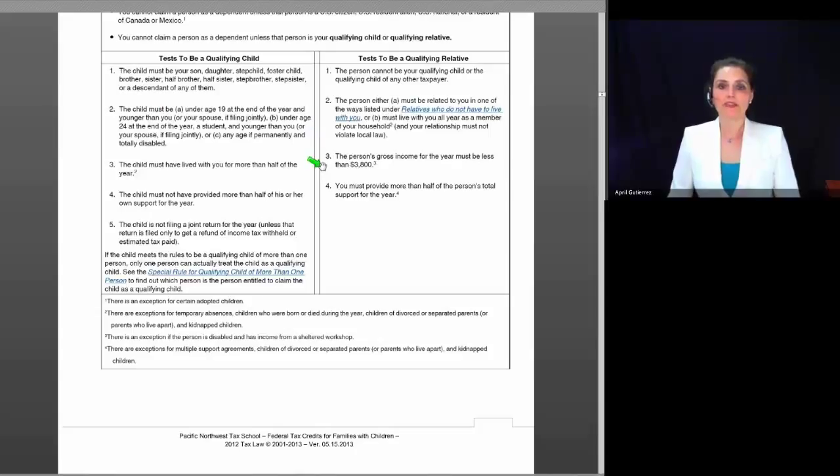And then the person's gross income for the year must be less than $3,800, and you must have provided more than half of that person's total support for the year. And you can see down at the bottom, there are exceptions for certain adopted children, exceptions for temporary absences, exception if the person is disabled, and exceptions for multiple support agreements, children of divorced or separated parents, and kidnapped children.